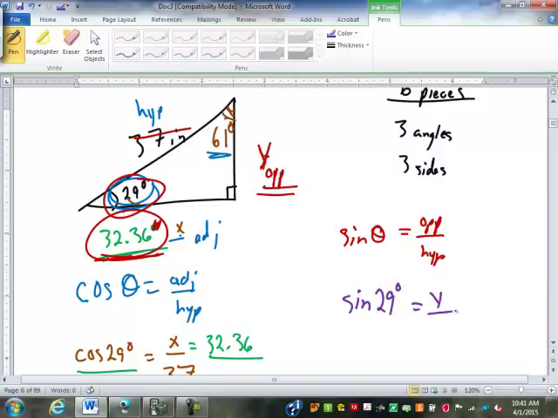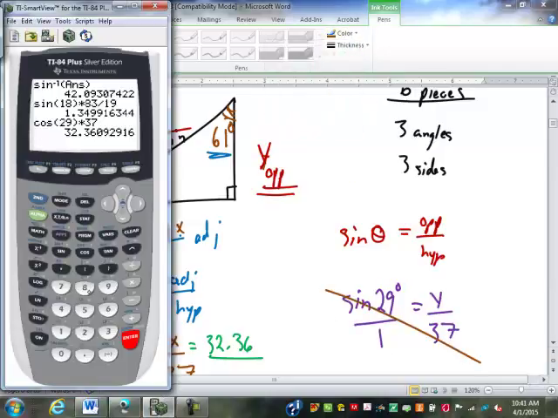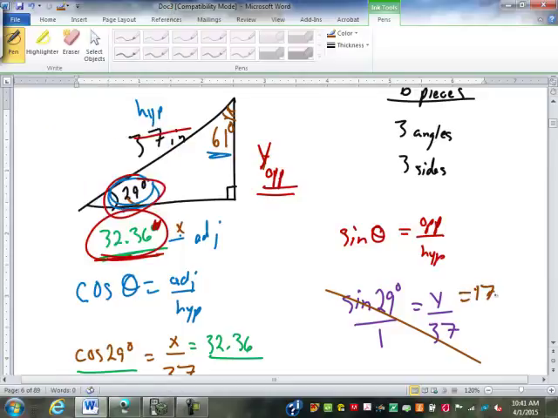The opposite side, that's Y, that's what we're looking for. Hypotenuse is 37. Put that over 1, so it'll be sine of 29 times 37. So sine 29 close parentheses times 37 divided by 1, of course, doesn't change anything. 17.94. So this is 17.94 inches.